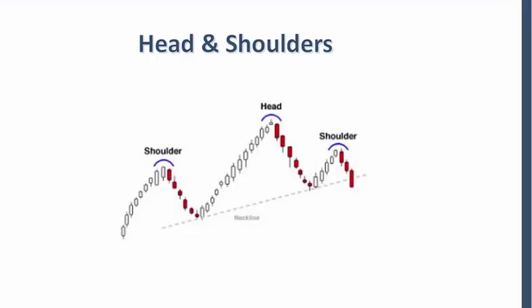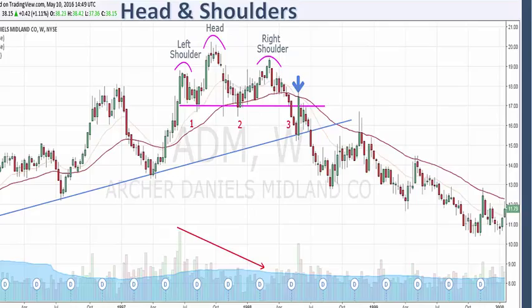Other parts playing a role in the pattern are the volume, the breakout, the price target, and the support that actually turns into resistance. We'll look at each part individually and then put them together with some examples. So let's take a look at the head and shoulders pattern on ADM.